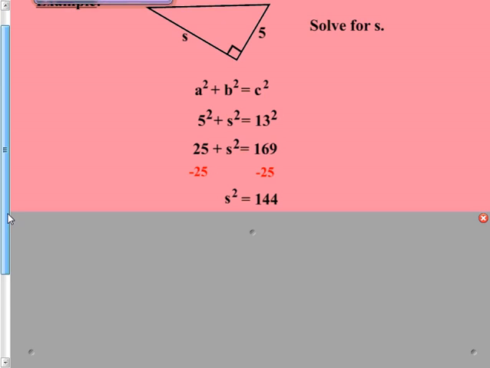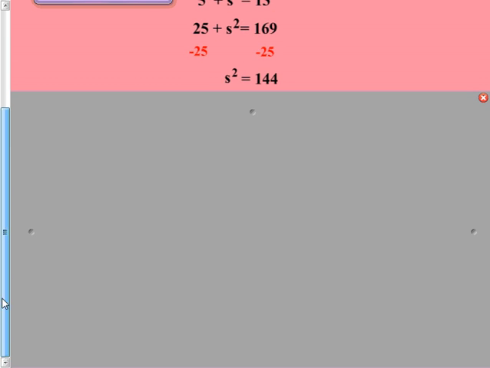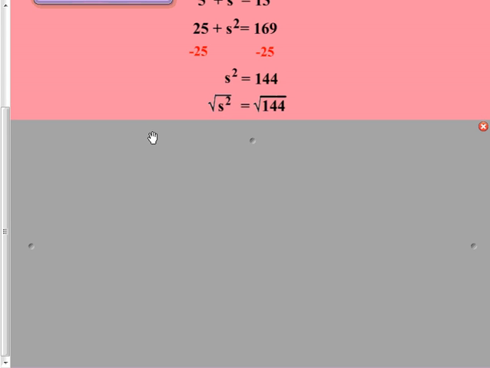Now what we're going to need to do is to get the squared off of the s, and in order to do that, we do the opposite of something squared, which is taking the square root. And of course, whatever we do to one side, we must do to the other. Now we're going to factor underneath the radical. We're going to break these values down into their most simplistic terms.